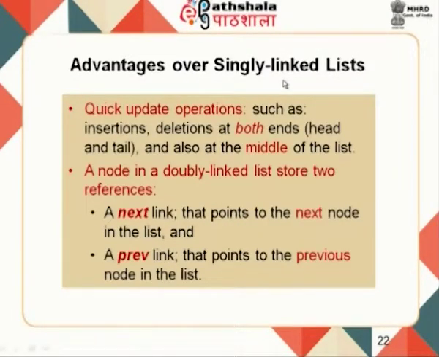So, what are the advantages of singly linked list? Quick update operations such as insertion and deletion at both ends and also in the middle of the list. Now, there is something called a doubly linked list, which you will see, which stores 2 references: a next link that points to the next node in the list and a previous link that points to the previous node in the list. This is a quicker update operation over singly linked list, which we will see as we go along. Before we go to doubly linked list, we will see something called circularly linked list.